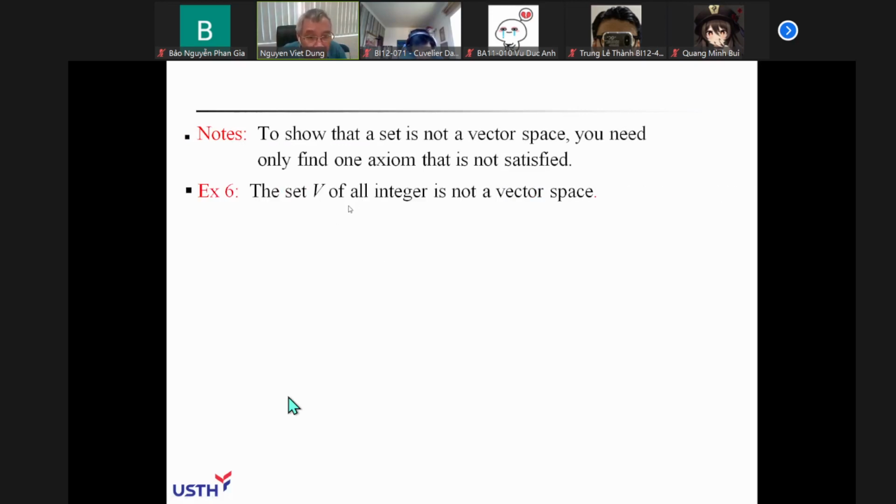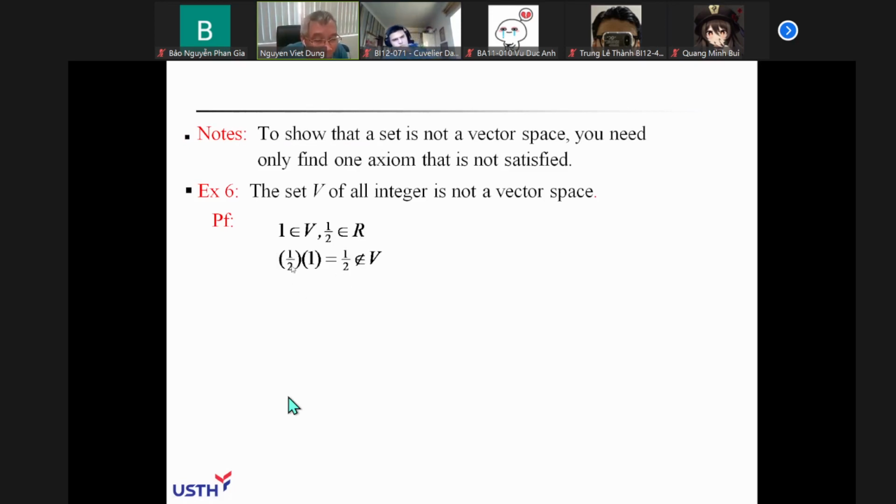Let's consider V the set of all integers, and I claim that in example number 6, V is not a vector space. In Vietnamese, integer is số nguyên. So V is tập hợp của tất cả các số nguyên. It is not a vector space. Why? Suppose that 1 is an integer, so it must be a vector inside V. And 1/2 is a real number.